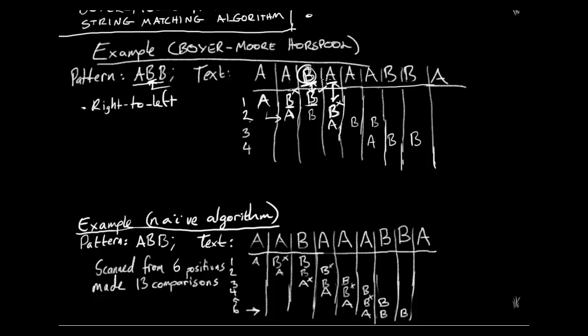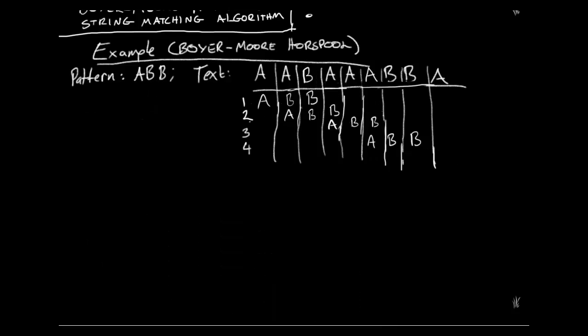This B here, however, immediately does not match. So we align this A with the rightmost occurrence of an A in our pattern, which is simply the first A since it's the only A. And in this case we skip ahead 2, which is an improvement on the naive algorithm. And then we do the same thing again. We're checking this B against this A, and it's not equal. So we align this A with the rightmost A in our pattern, and we do it here and find our pattern in the text.